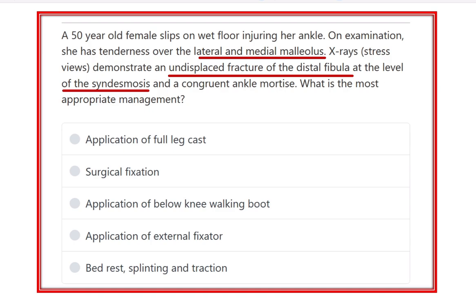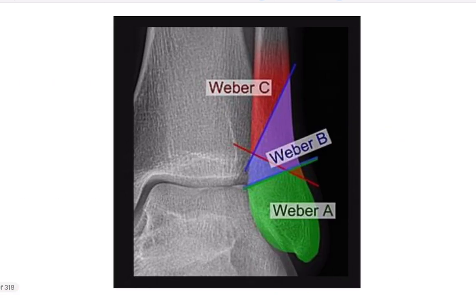So first of all, let's see the classification of fractures which occur at the level of the ankle joint. This is the Weber classification of ankle joint fracture, and there are three important types: Weber A, Weber B, and Weber C.